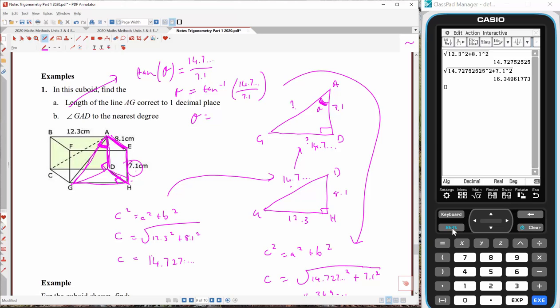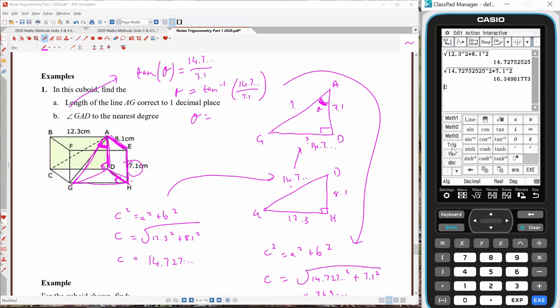So again, we'll go to where is it again? Got to go to trig to get inverse tan. What are we doing? 14.7. Now we need to grab the exact version of that over 7.1. Make sure your calculator is in degrees mode. Theta is equal to 64.2617..., or angle GAD is 64 degrees to the nearest degree.